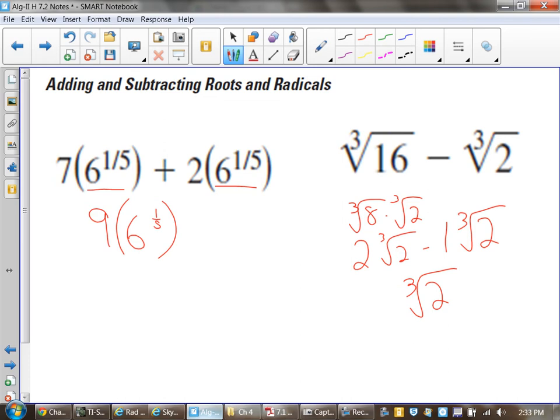I've treated it like a variable. I treat it the same way. As long as I have the same nth root, I can combine my like terms. That's all it breaks out to be. That's how every single one of these problems works out. Don't give up.